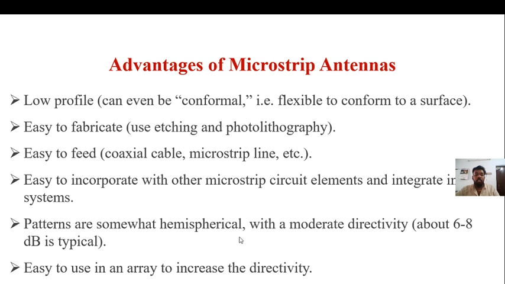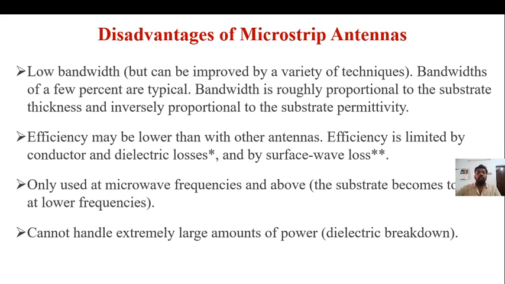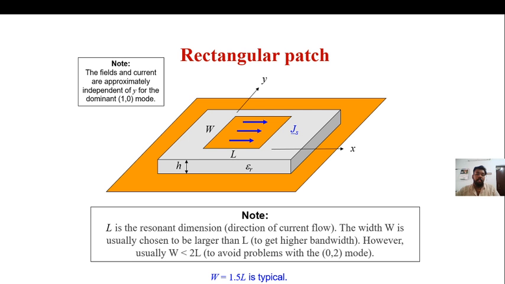But the major disadvantages: it can produce up to 5 dB of gain. The first disadvantage is low bandwidth, and the efficiency is lower when compared with other types of antenna because of conductive and dielectric losses and surface wave losses. Another major disadvantage is that it can be operated only at microwave frequency and above, and it cannot handle an extremely large amount of power since it uses a dielectric. Because of that, dielectric breakdown occurs.